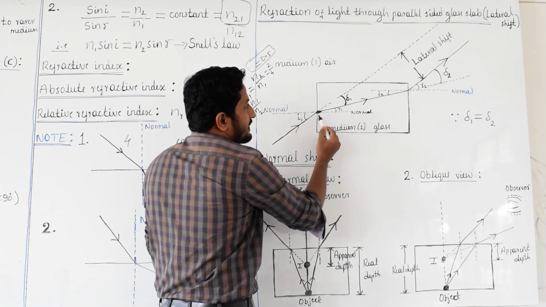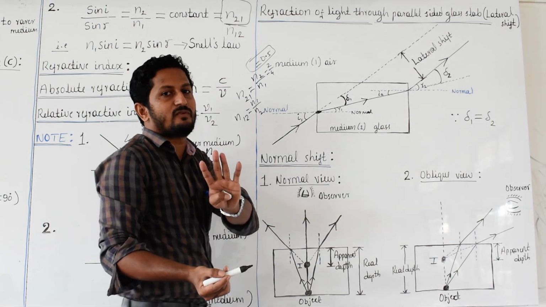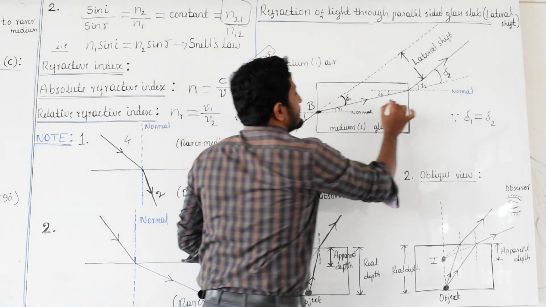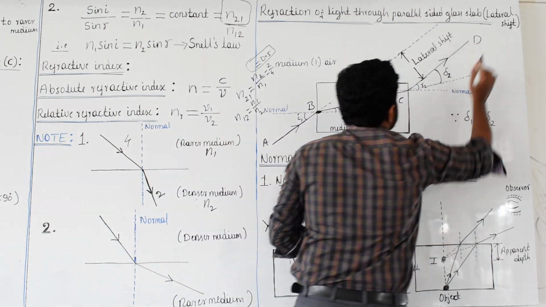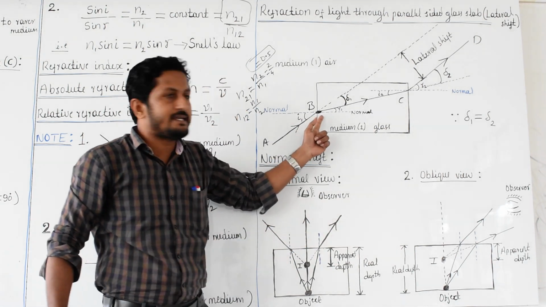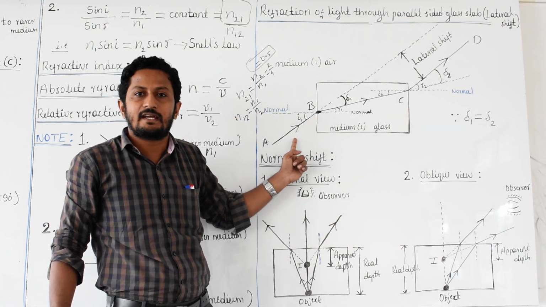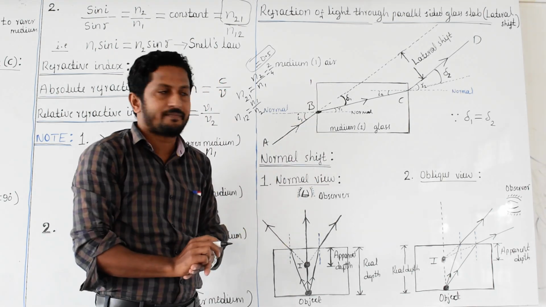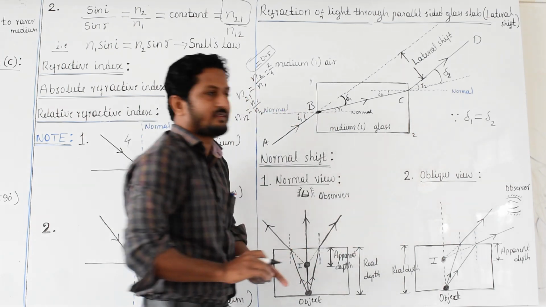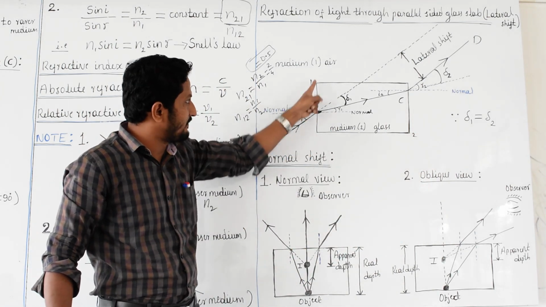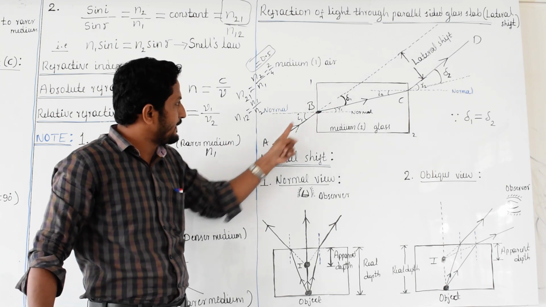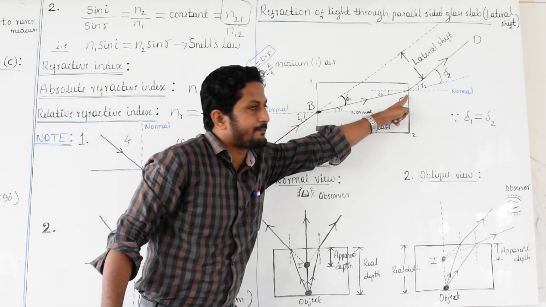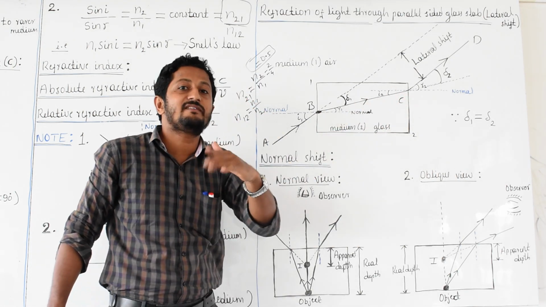Now, suppose I name the points for your idea. Suppose this is A, this is B, this is C, and this one is D. See here. AB is the incident light ray for this surface. You name it as surface 1 and this one as surface 2. For this surface 1, AB is the incident light ray. What about BC? BC is the refracted light.